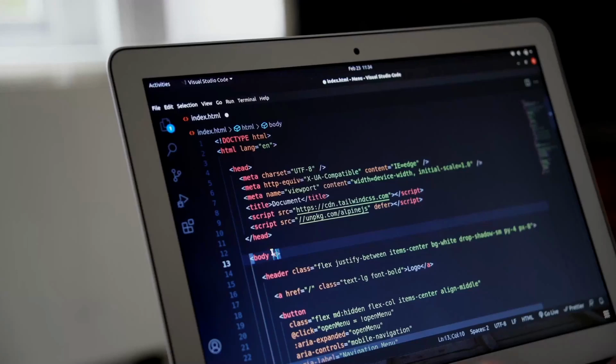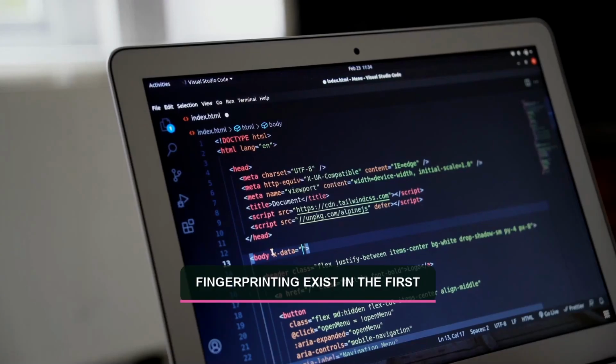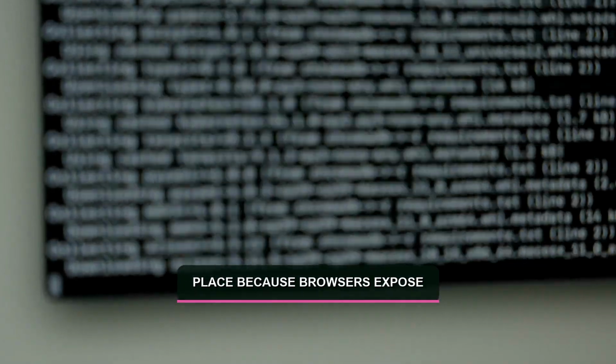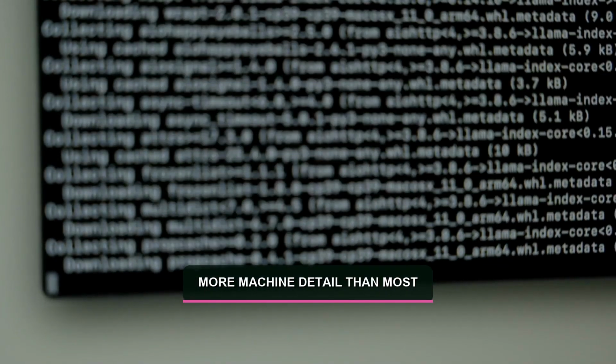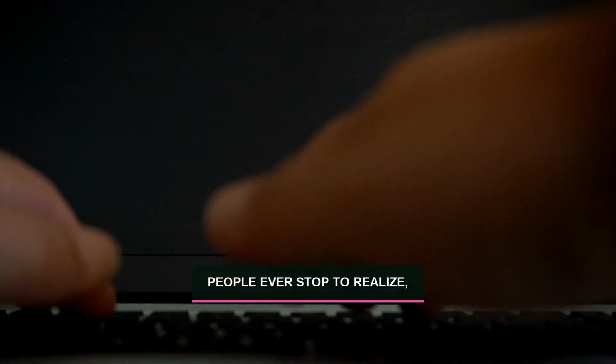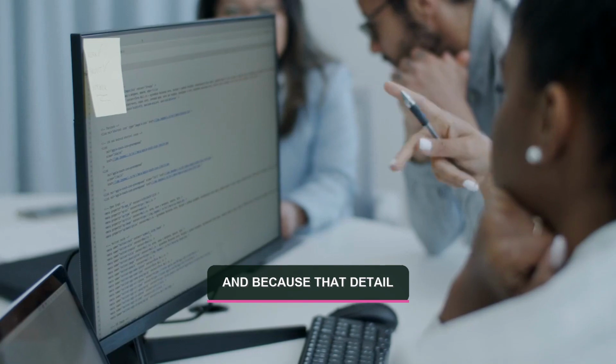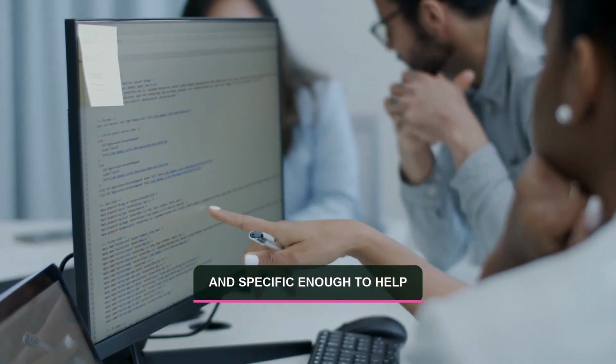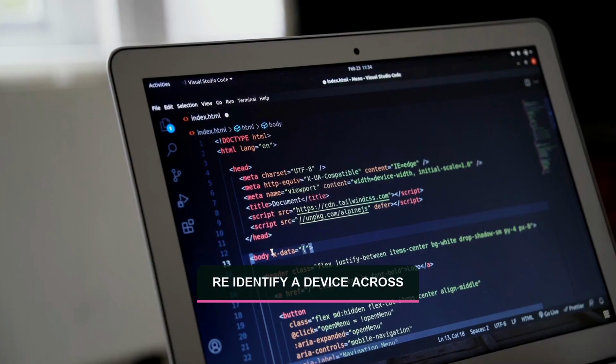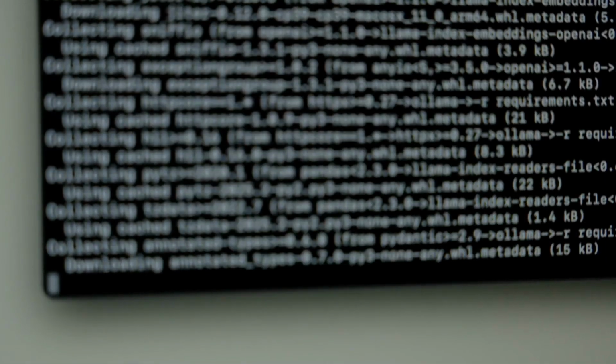Battery and CPU fingerprinting exist in the first place because browsers expose more machine detail than most people ever stop to realize, and because that detail turned out to be stable and specific enough to help re-identify a device across sessions long before anyone called it a fingerprint.